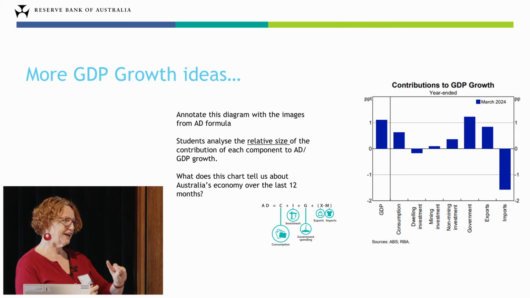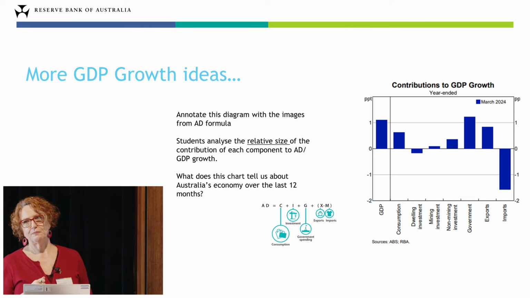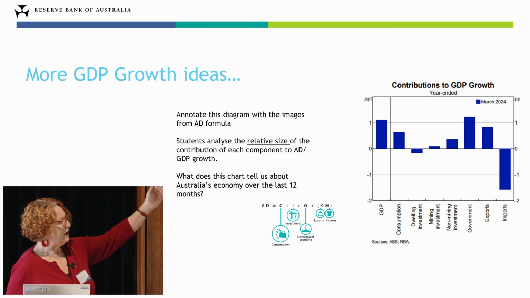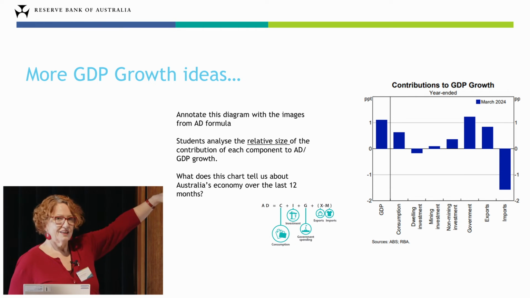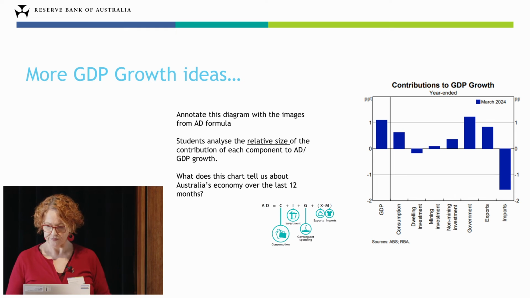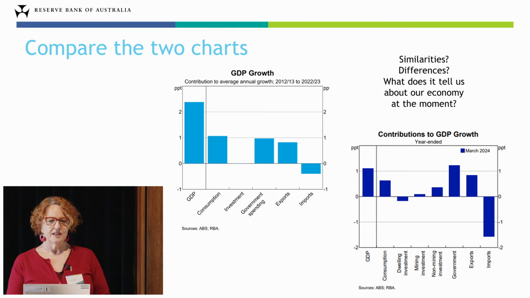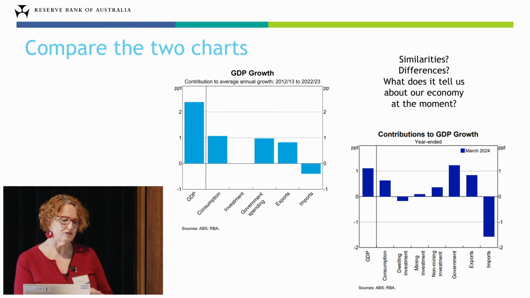And this is a great way of showing them that higher imports detracts from GDP, because you can see that when imports are larger, they are detracting from GDP, and that's very clear from that graph. What does this tell us about the economy over the last 12 months? Not a great story, but not the worst in the world for sure.